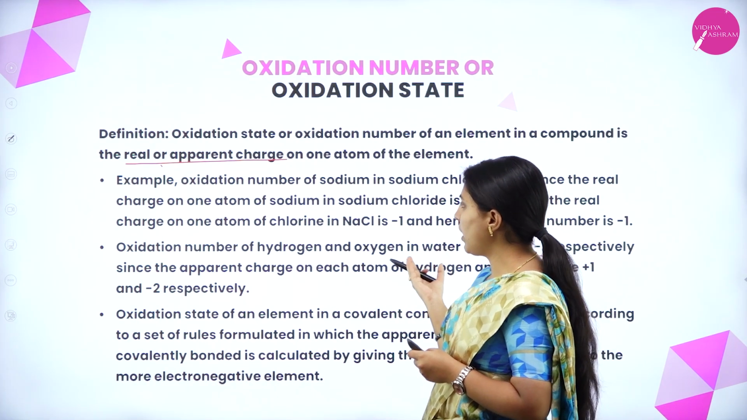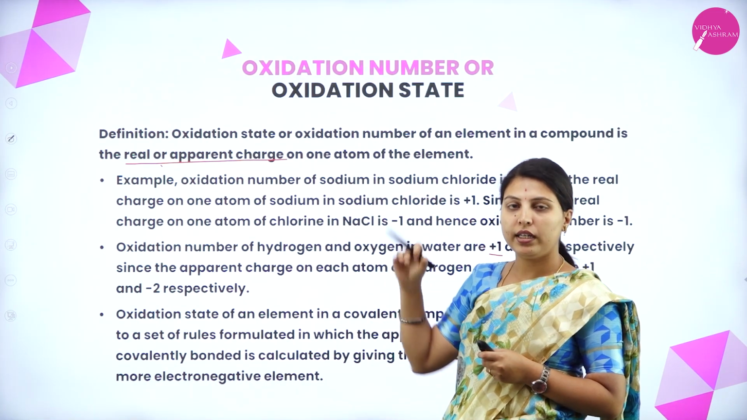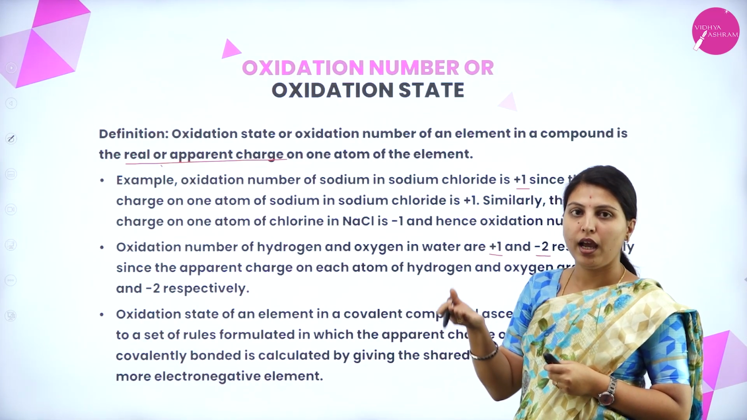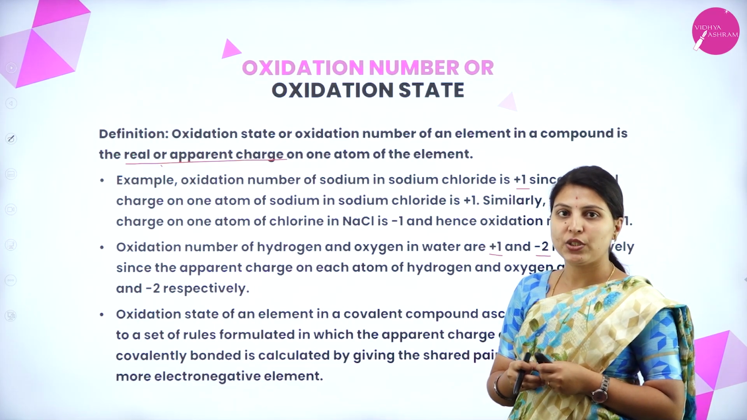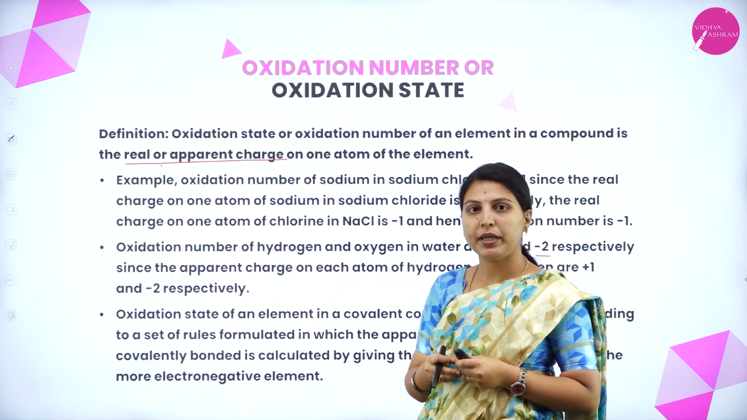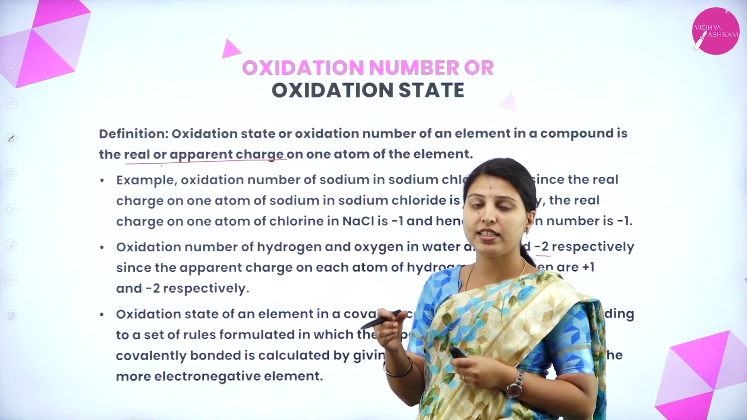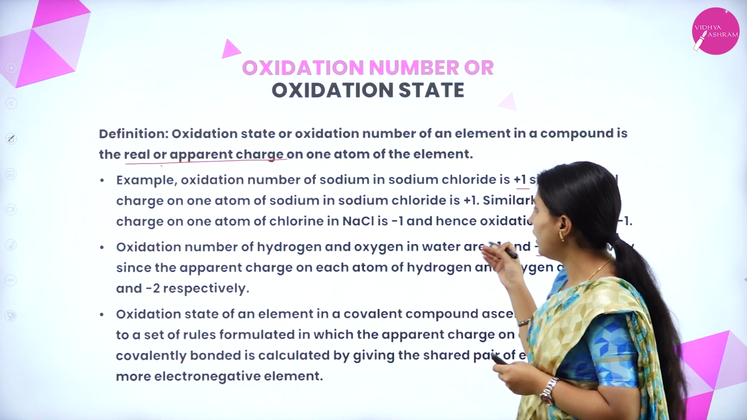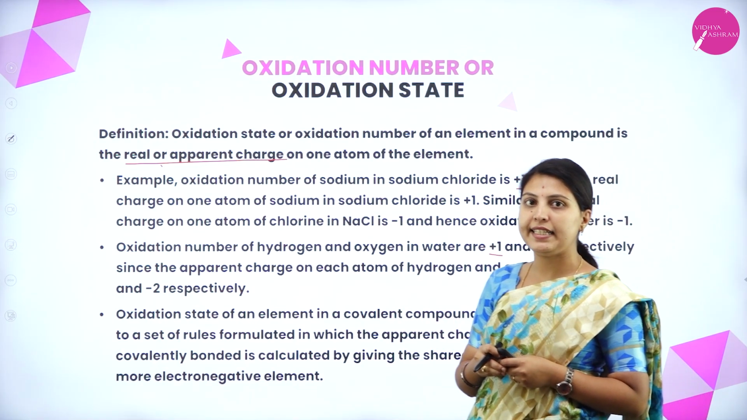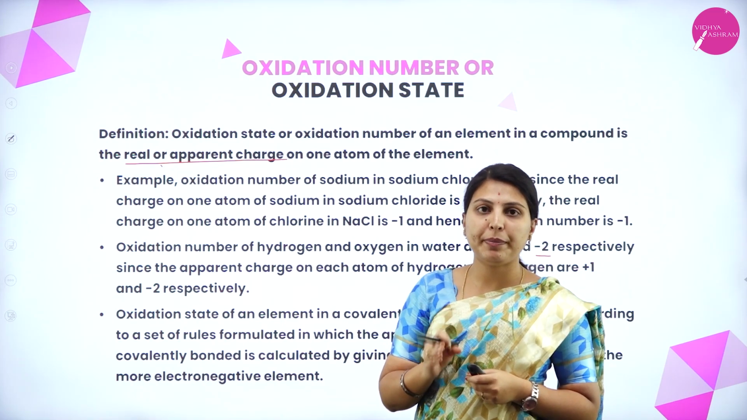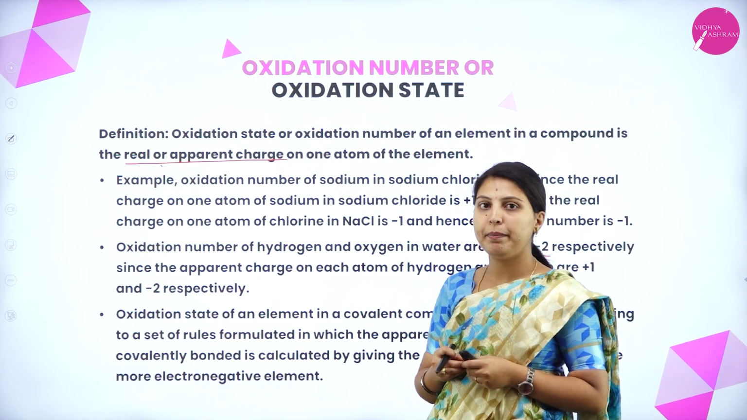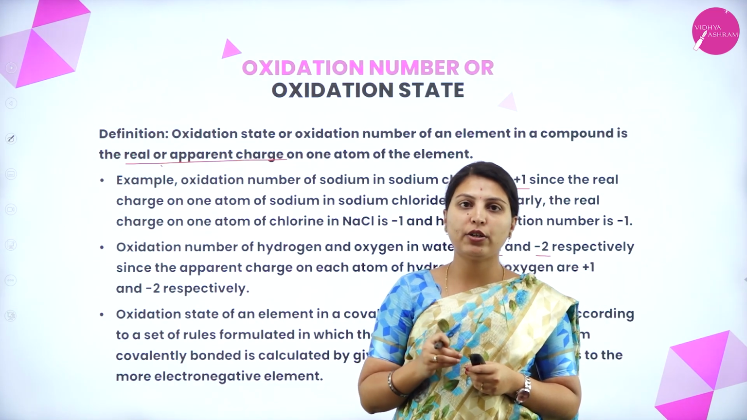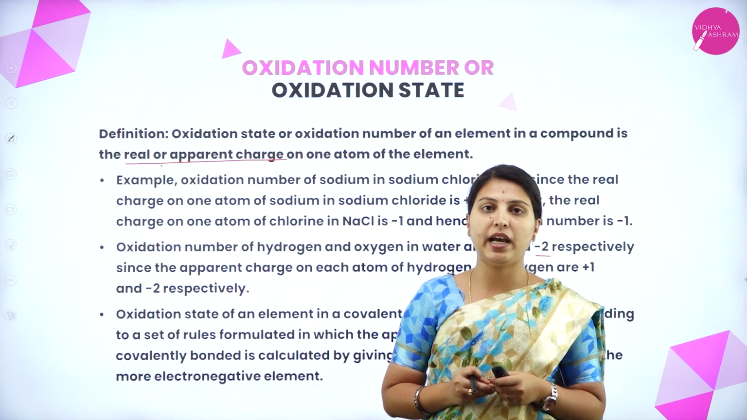What do you mean by real charge? If you want to analyze the oxidation number, you have to know that hydrogen will have +1, halogens will have -1, and s-block elements will have +1 and +2 oxidation states. These things we have studied in the classification of elements chapter also. Here, if you take sodium chloride, that is NaCl, Na will be +1 and Cl will be -1. And if you take water as another example, hydrogen will have +1 and oxygen will have -2 charge.